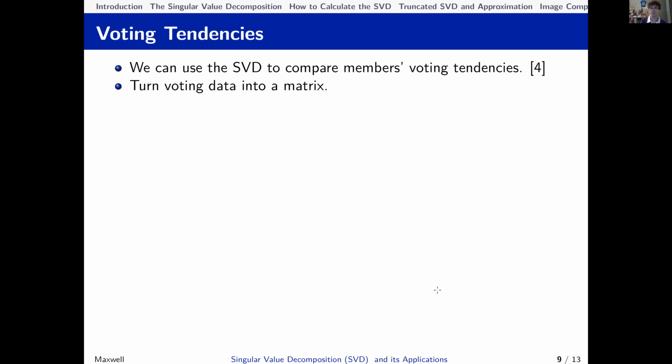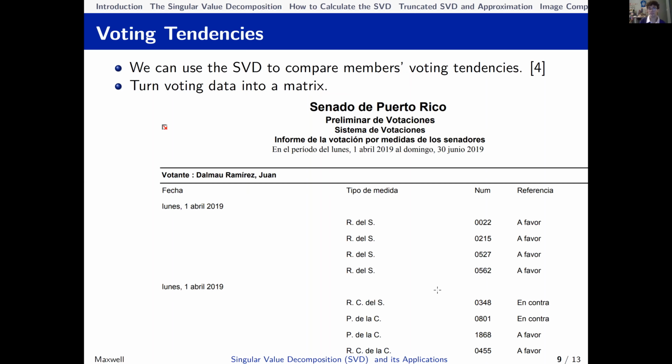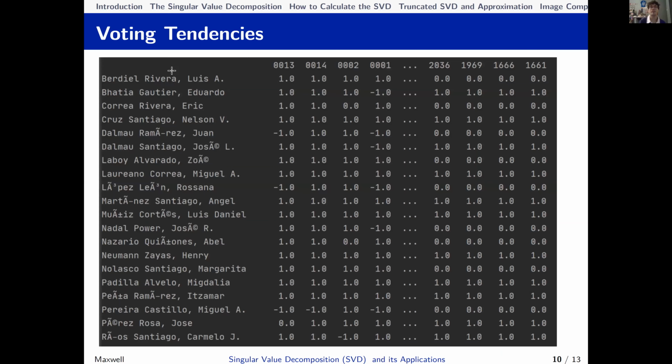And this is what the voting data we used looked like. So here we can see the name of the senator, and at the right 2 columns we have bill numbers and how that senator voted on that bill. So a favor means yes, and contra means no. And we turn this into a matrix by using a Python code, and this is what the matrix looked like.